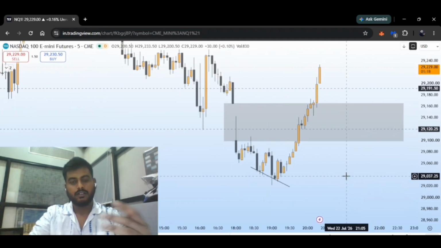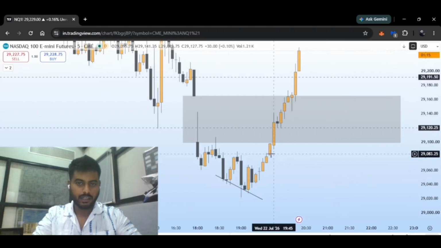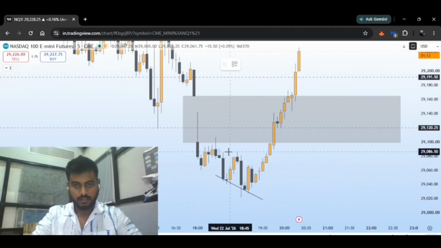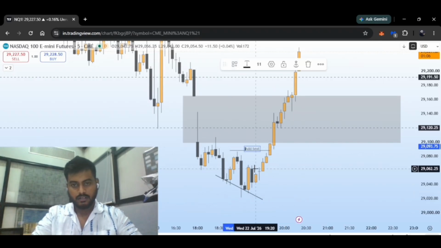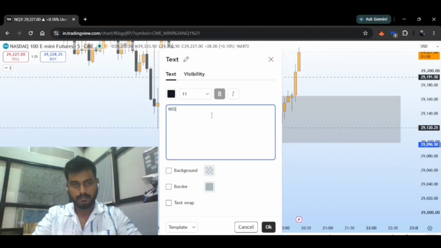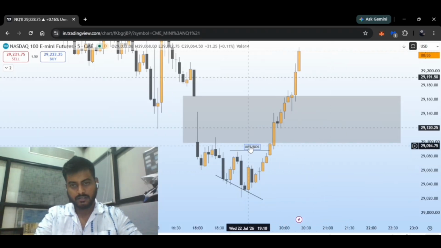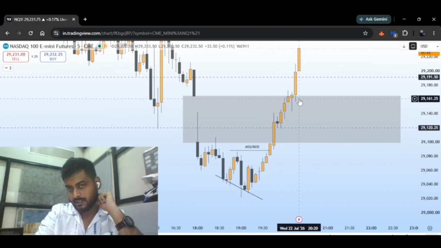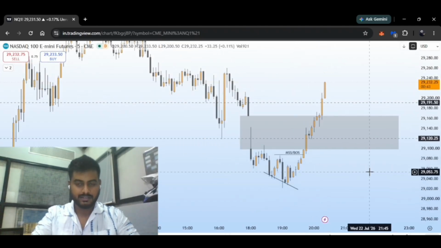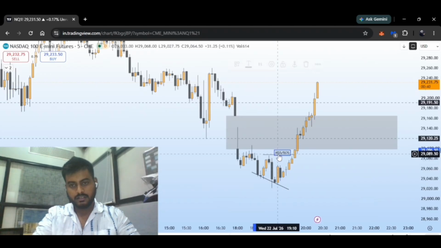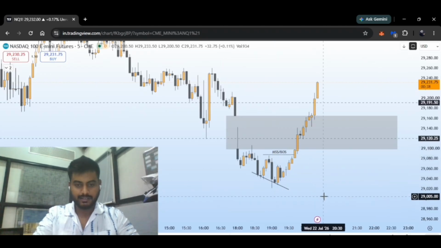Considering that, I took a long trade, and eventually I took one micro here after I got a confirmation on 5 minutes with a market structure shift, MSS. MSS you can also call a break of structure. So I took a long trade and closed one micro around here, and again I took five micros and closed around here. Then there were two trades which I took, and these are today's trades.